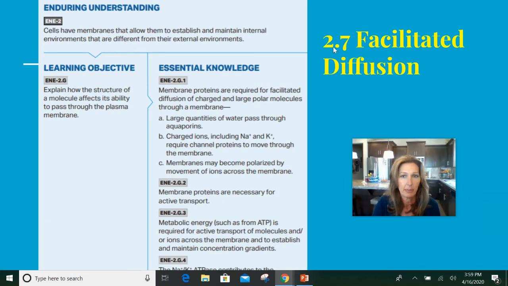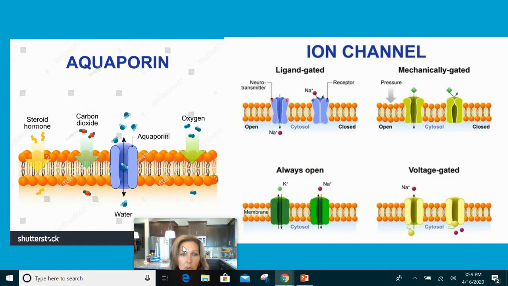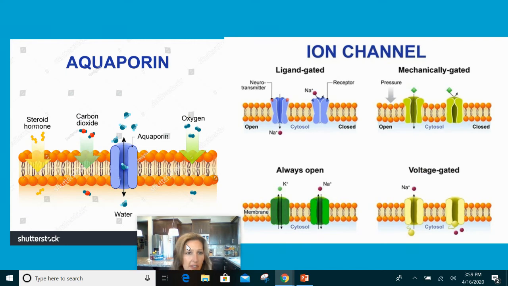Now, concept 2.7, we just need to make sure that we're recognizing our facilitated diffusion. And so with facilitated diffusion, remember that this is a form of passive transport. So here's just a few more examples of facilitated diffusion. We use the term aquaporins. So remember that water, some's going to get through, some's not going to get through.